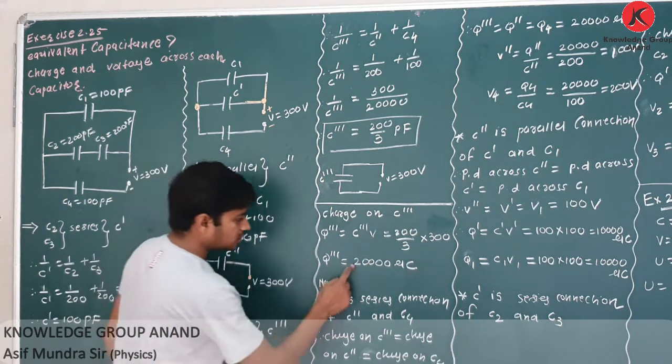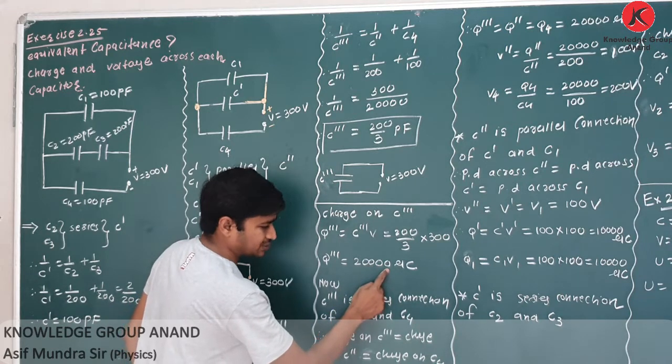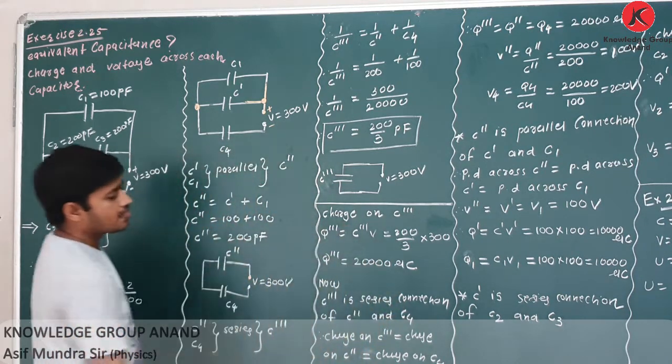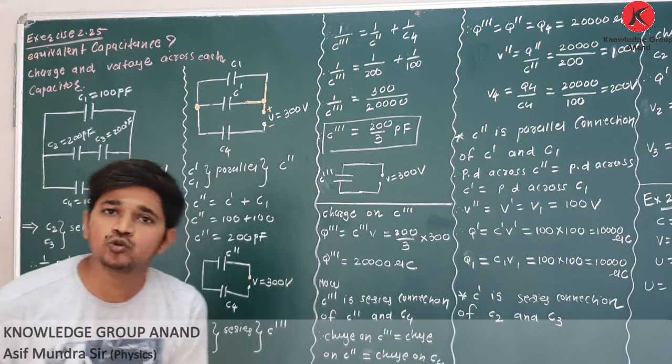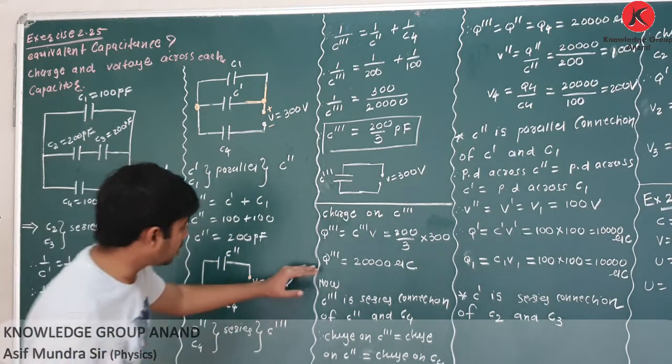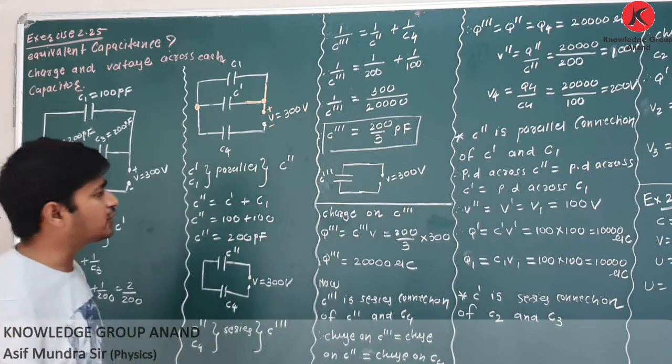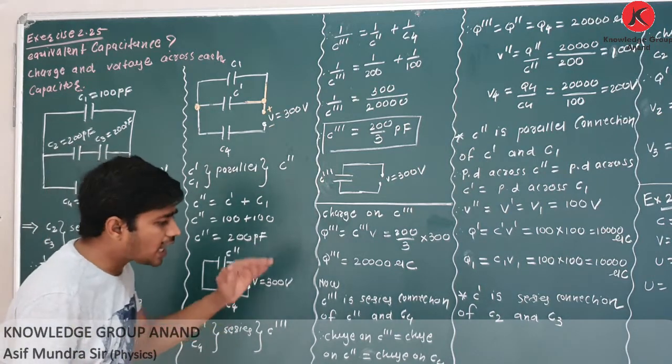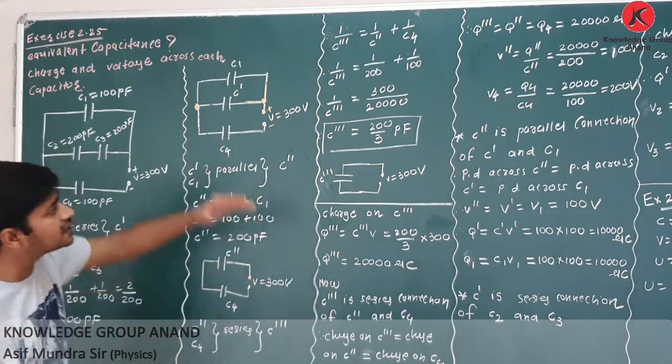So it is 20,000 microcoulomb. Clear? Simple. Okay, Q triple dash is equal to 20,000 microcoulomb. Now, see, you have to move on the reverse path.